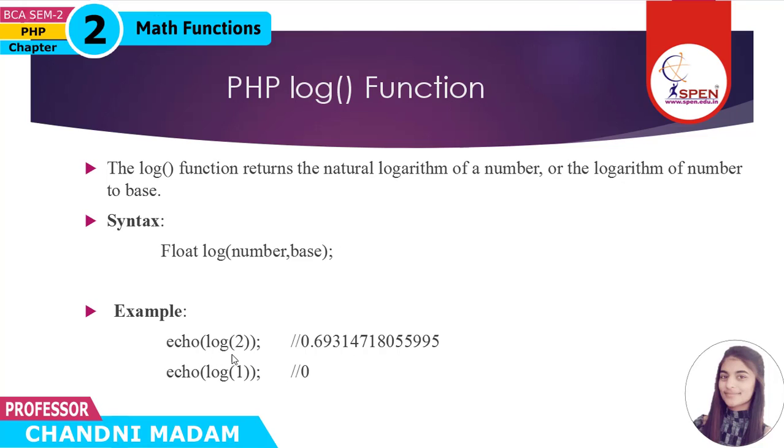Here is the example. Here we will pass 2. So the log 2 value is 0.693 up to 95. Here we will pass 1, that means the log 1 value is 0.